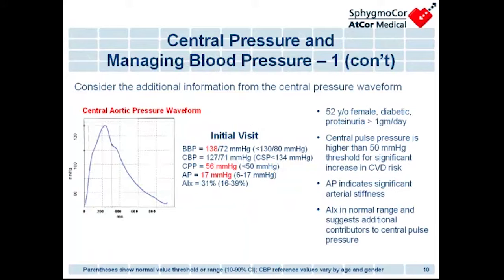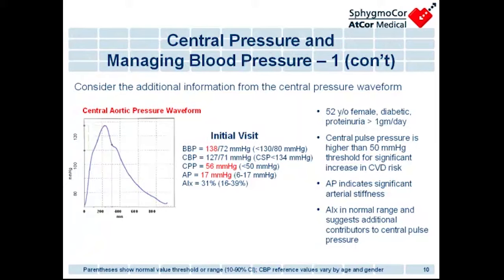Well, when we did the central waveforms in this patient, as you can see, we've got a central pulse pressure above the dreaded 50 millimeters of mercury, and we know that we've got to reduce that. As well, we have an augmentation pressure that indicates significant arterial stiffness, very upper range of normal, with an augmentation index in the normal range, and suggests that it's not just stiffness that's causing the problem here.